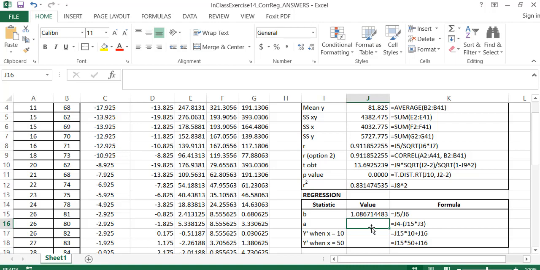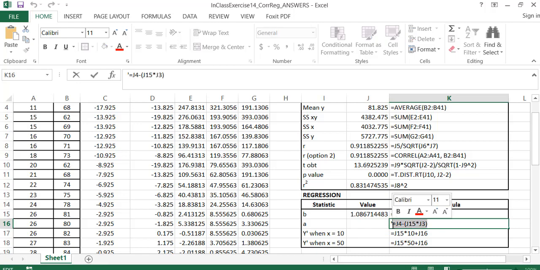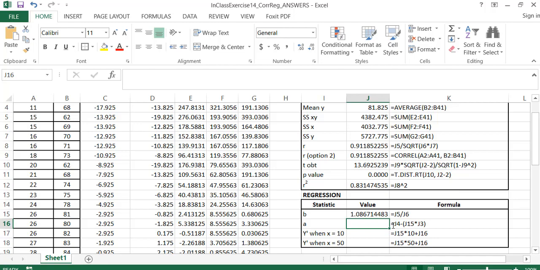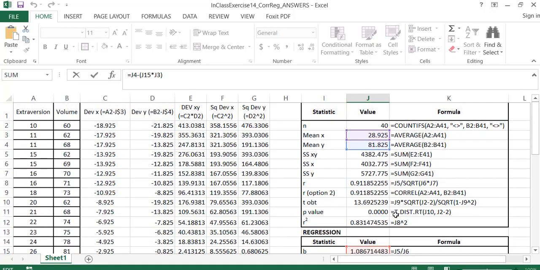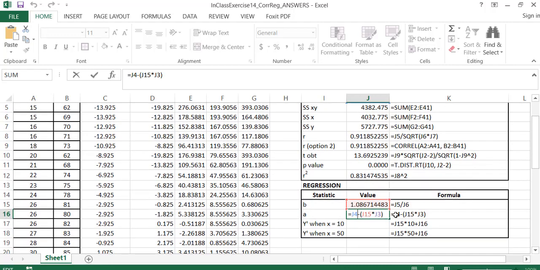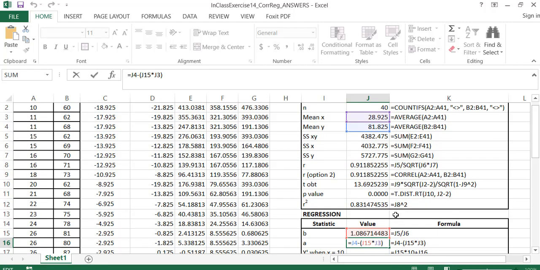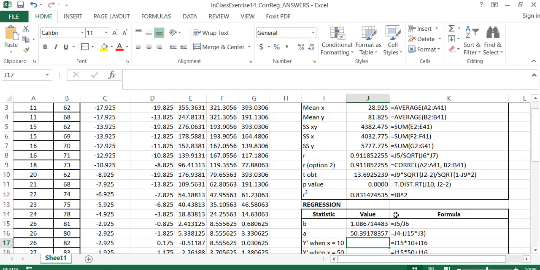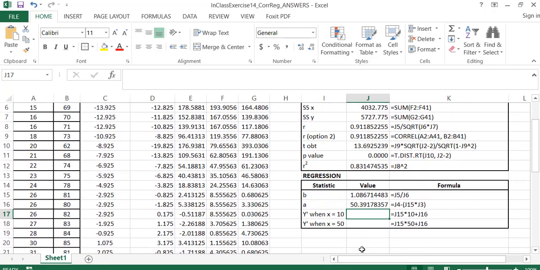We also need our y-intercept. So when x is 0, what is y? And we get that by saying take J4, where J4 is the mean on y, and then subtract J15 times J3. J15 is that b, so that's our slope, times the mean on x. So we need the mean on x, the mean on y, and our slope to calculate this. And so we see when extroversion is 0, the predicted volume preference would be about 50 decibels. Doesn't necessarily make sense. Extroversion can never be 0 on this scale, but it's something that we need in order to calculate these other values, which do make more sense.